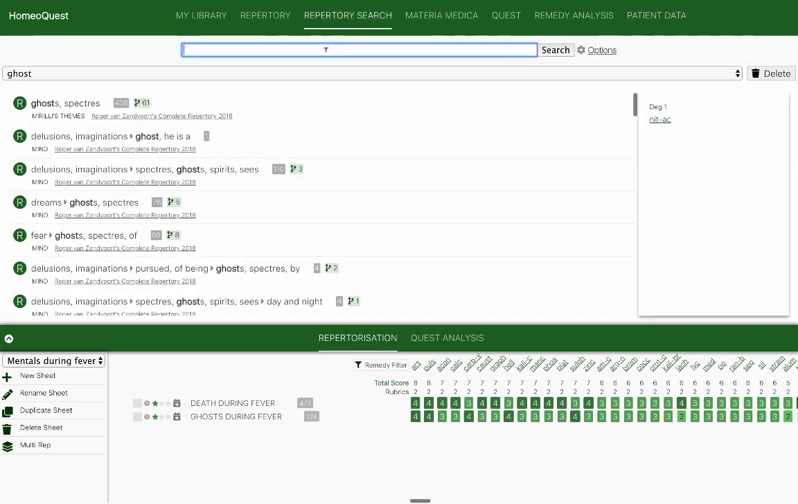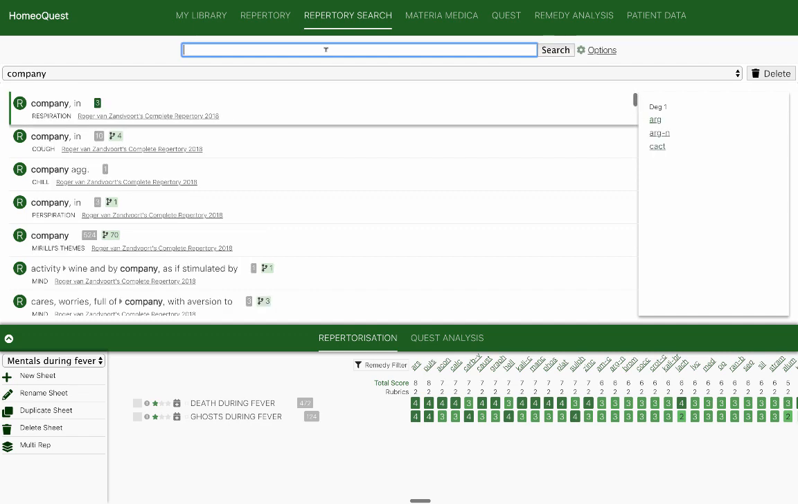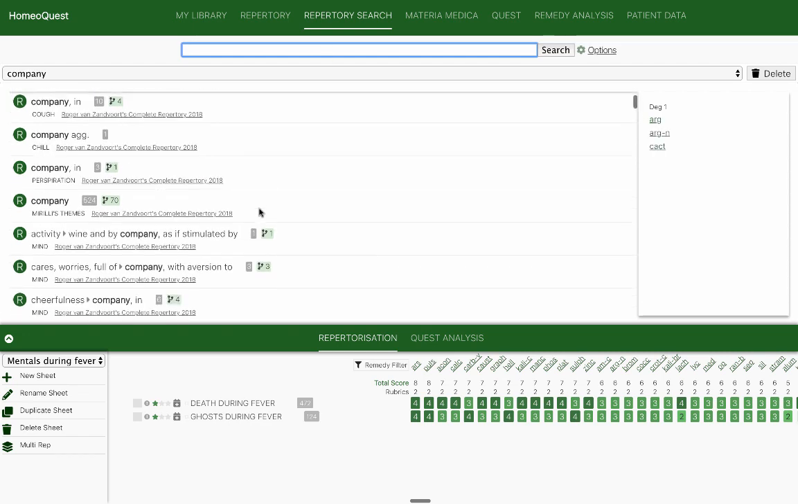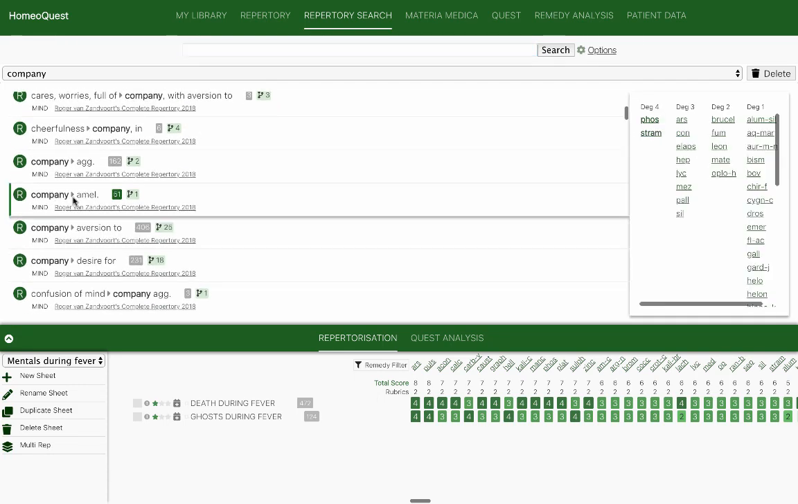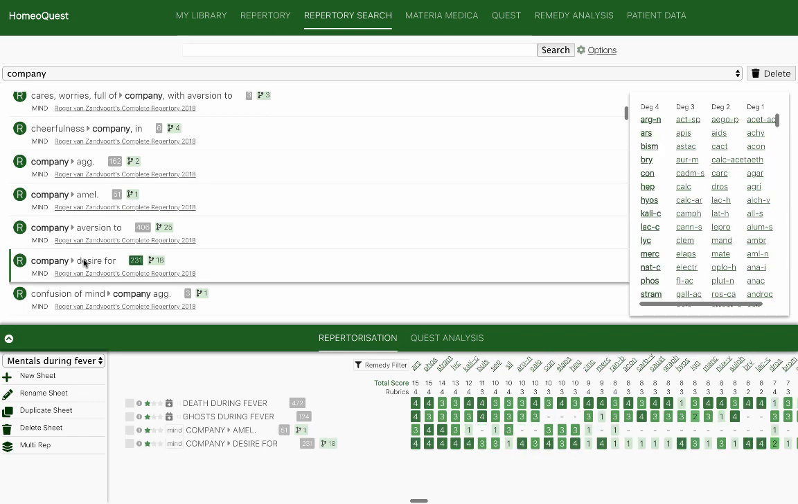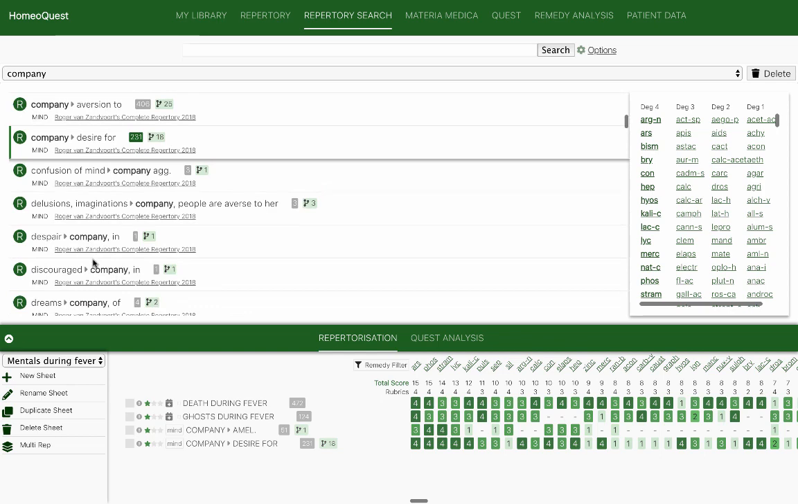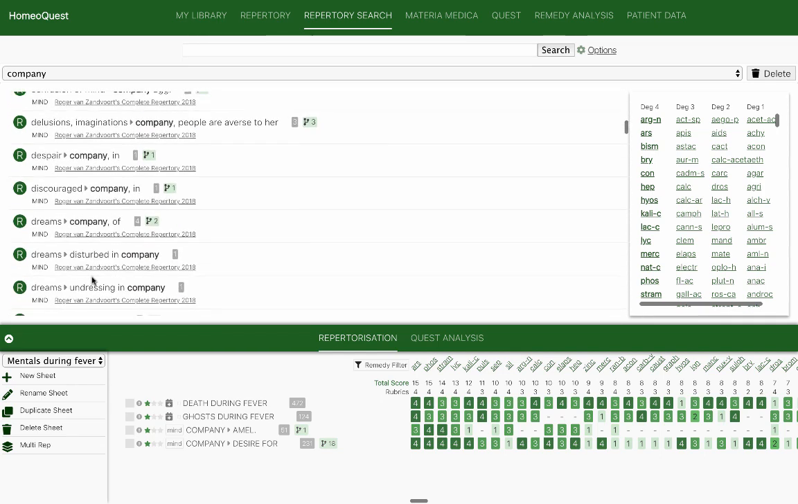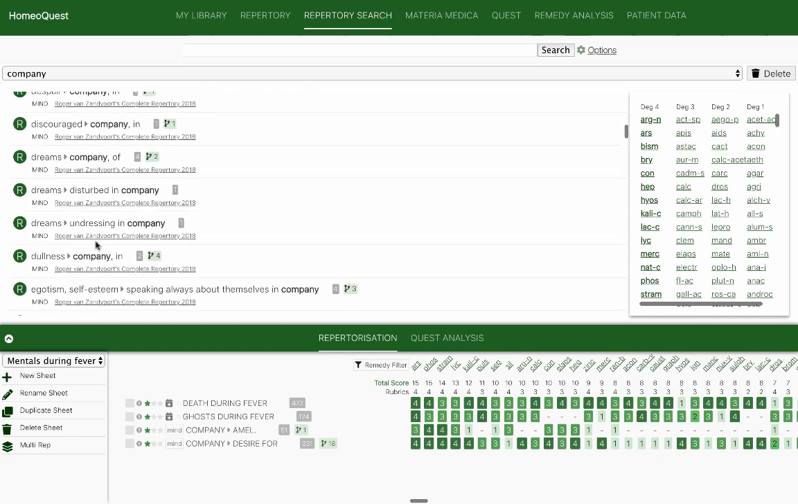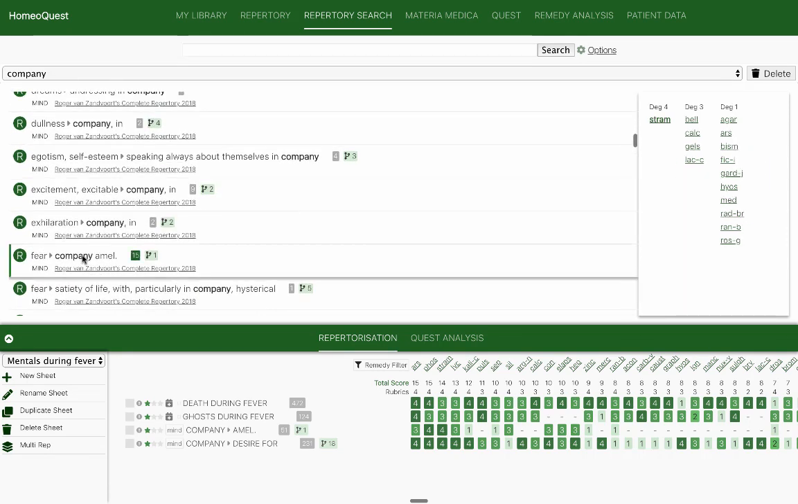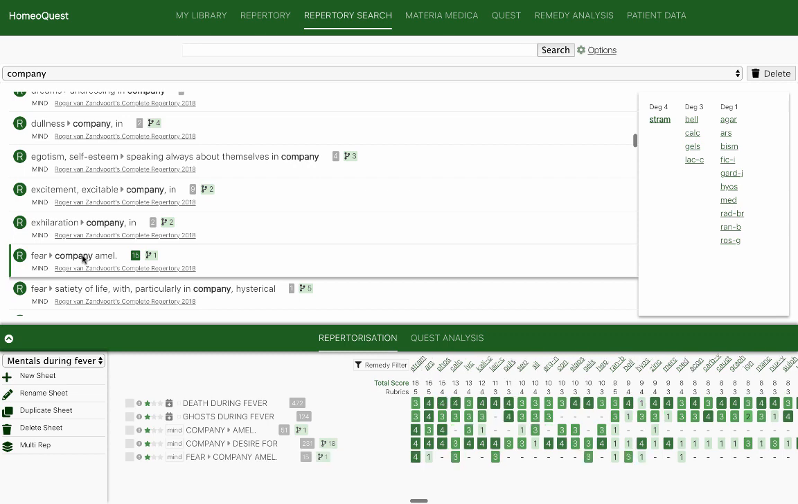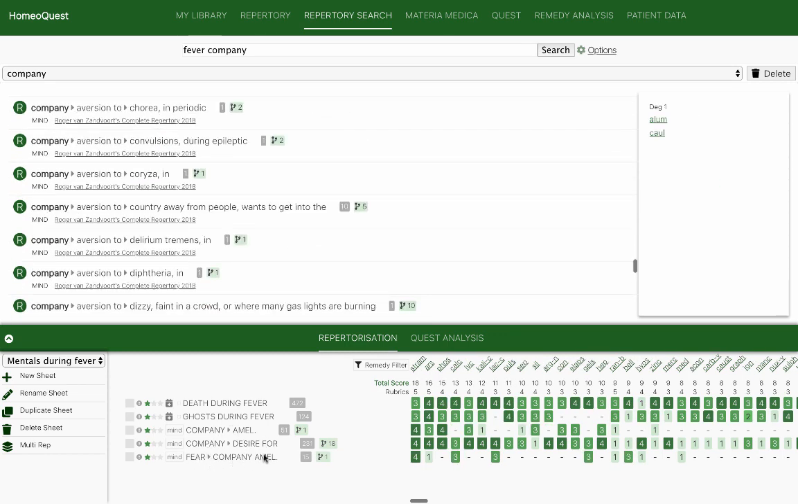I'm putting in company. Okay, let's look at what are the different themes you get for company. So you get company definitely ameliorates. Yes, I'm putting that. Company desire for. Yes, this is important for us. What else? Despair, discourage, dreams company of. She doesn't really dream of them, so I'll leave that here. Fear company ameliorates. Yeah, I like this. I'm happy with this. We've covered a big ground here. Let's just take them all.